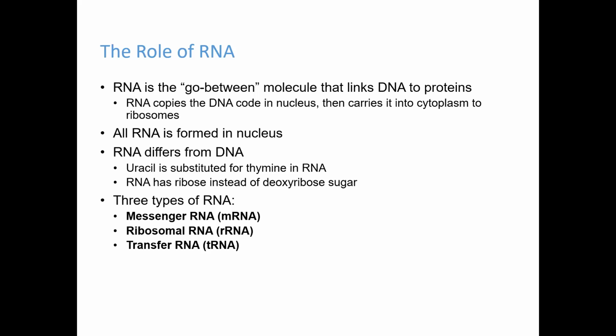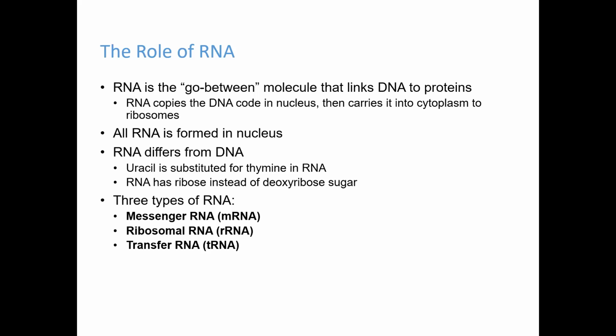The RNA has three roles. First of all, it will copy the instructions off the DNA. The second role that RNA does is to make the ribosome. And the third thing it does is to bring the unique amino acid specified on the DNA, and it will bring each unique amino acid to the ribosome.